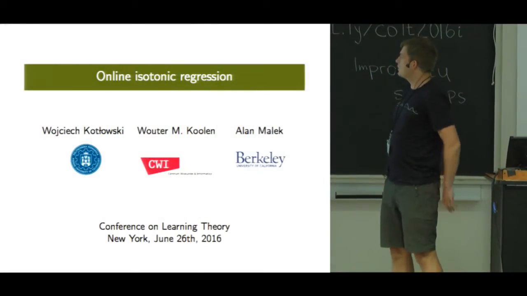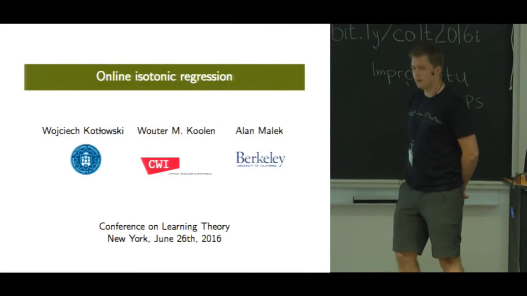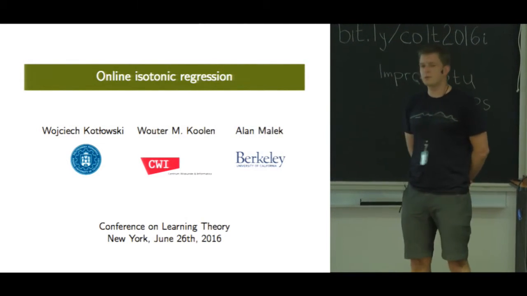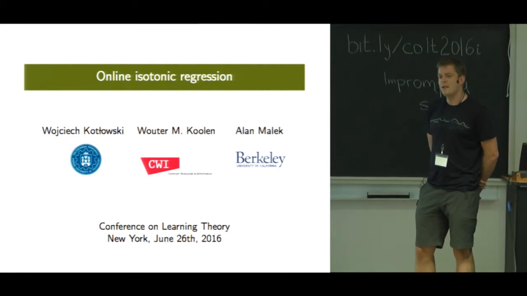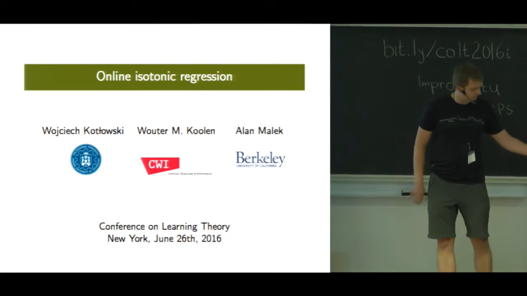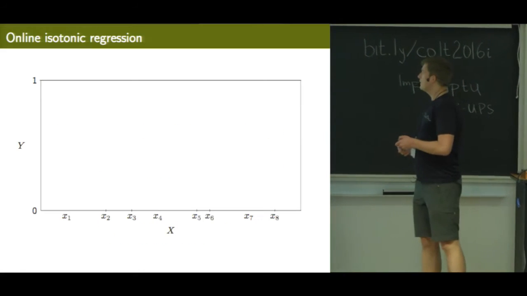So this is joint work with Wouter, Koolen, and Malek. I'm going to talk about online isotonic regression, which is an extension of the classical isotonic regression problem to the adversarial setting. So let me define the problem first.